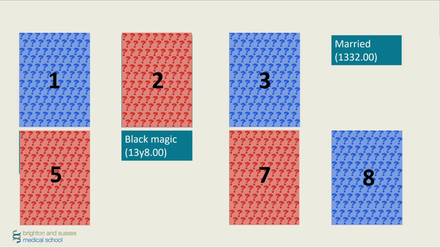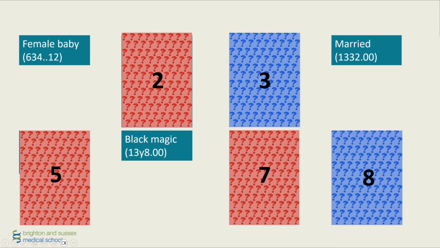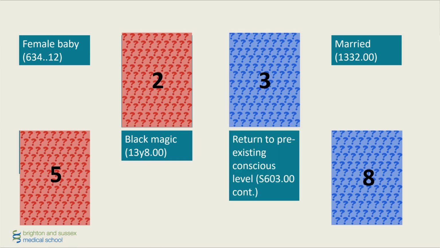Black magic. This is an actual READ code, okay, everybody? Any guesses yet? No? Okay, who else would like to have a go? No hands up. Choose a number. Number one. Female baby. Imogen, can you pick a number? 7. Oh, did you say 7? Yeah. Return to pre-existing consciousness level.